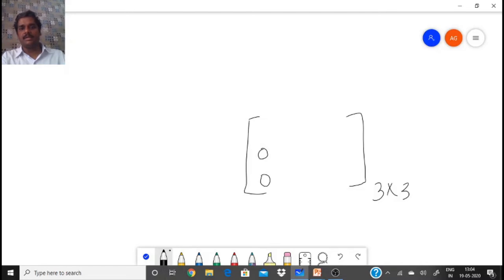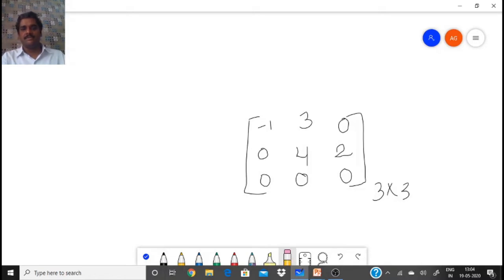So I am going to take elements below the diagonal as 0. And what about the rest of the places? Rest of the places you can fill anything. So suppose I fill -1, 4, 0, 3, 0, 2. So here is an example of an upper triangular matrix.